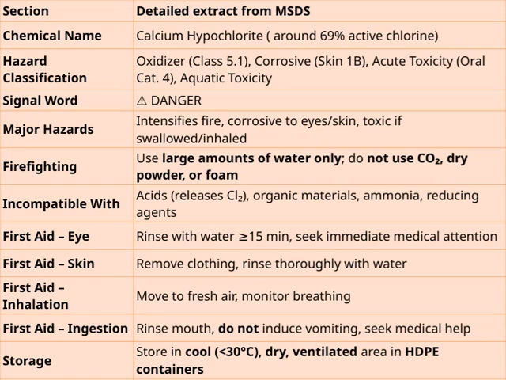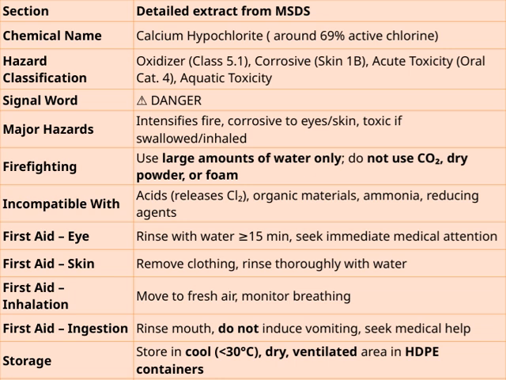Let's take a closer look at the detailed extract from the MSDS for calcium hypochlorite. This chemical contains about 69% active chlorine, which makes it a potent disinfectant but also a hazardous substance. In terms of hazard classification, it's an oxidizer, meaning it can intensify fires if it comes into contact with combustible materials. It's also corrosive to the skin and eyes, and it poses acute toxicity risks if ingested or inhaled. Additionally, it is very toxic to aquatic life, so environmental precautions are crucial.